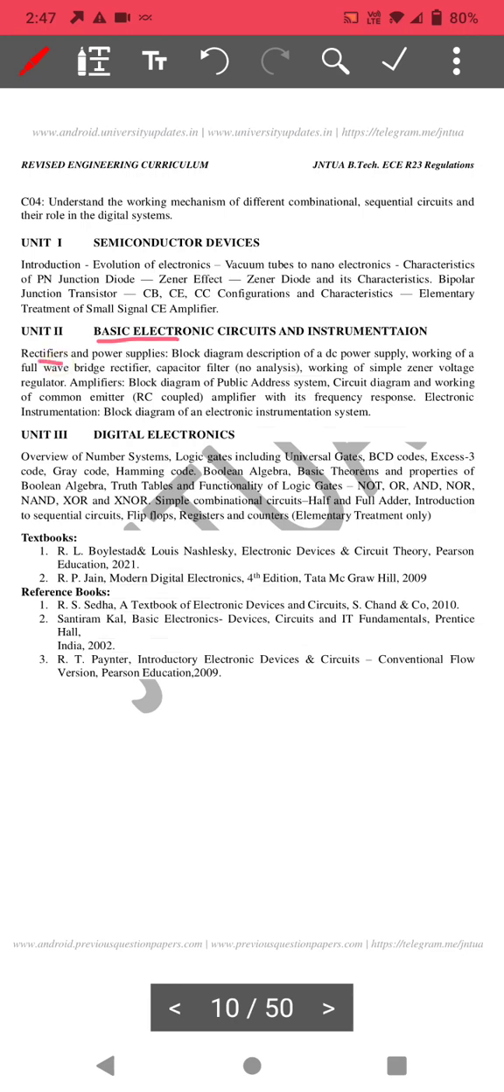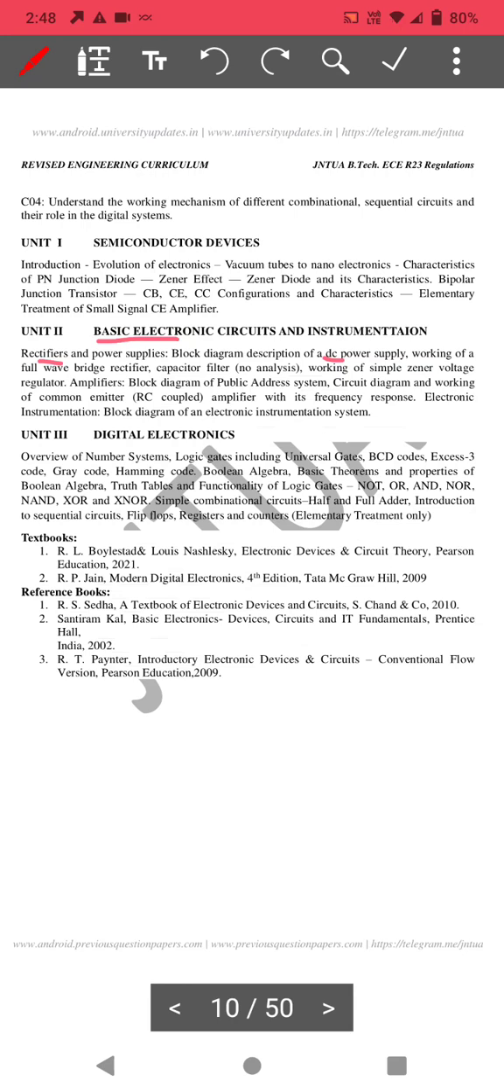The first topic, which is important, is the block diagram of a DC power supply, that is, the DC RPS, DC regulated power supply. What are the various parts? You can see in the block diagram a voltage regulator, a rectifier and a filter. All circuits will be in the block diagram. The block diagram of a DC power supply is important.